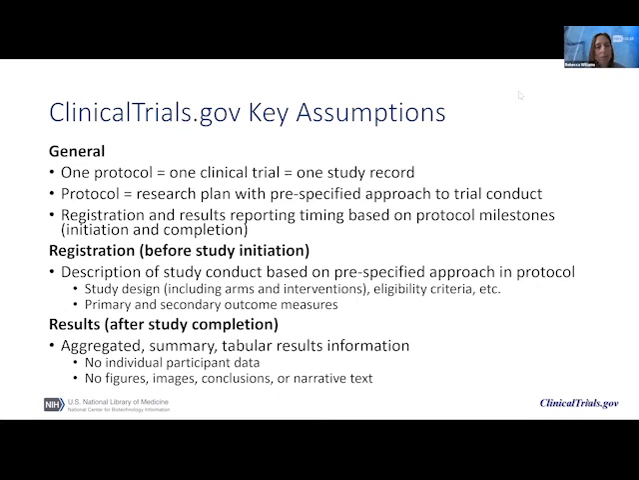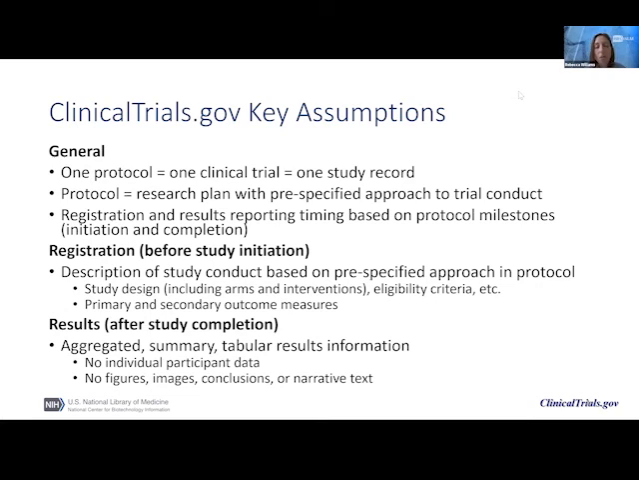The registration information that's provided before study initiation is a brief description of how the study will be carried out, summarizing the study design, what the arms and interventions are, eligibility criteria, etc., with a focus too on the primary and secondary outcomes that will be evaluated and then reported on after the study is complete.